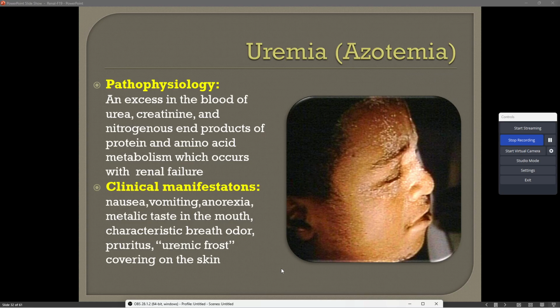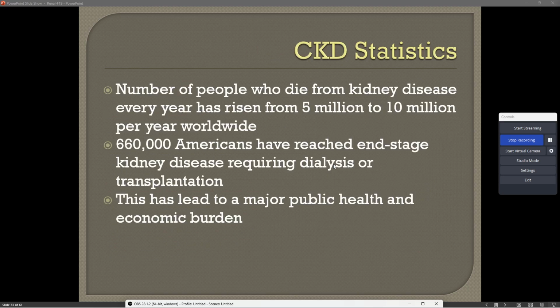And what you see is a combination of not only just the frost itself, but a clinical manifestation of nausea, vomiting, anorexia, a metallic taste in the mouth, pruritus, and then the uremic frost covering the surface of the skin. So what this is, again, an excess buildup of uric acid, creatinine, and nitrogenous products in the bloodstream. Please make sure you know that.